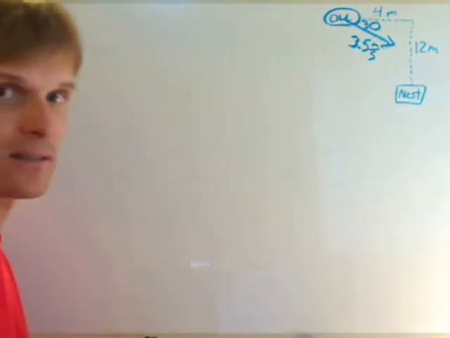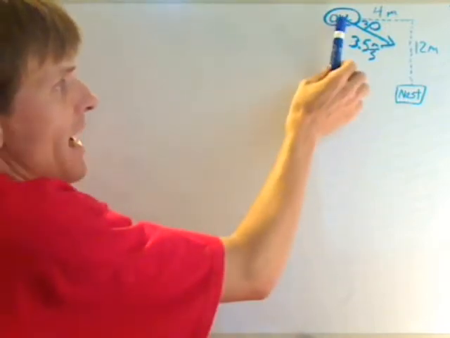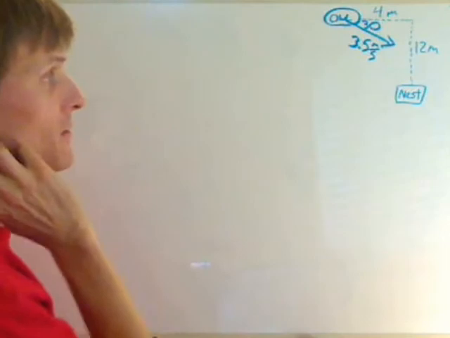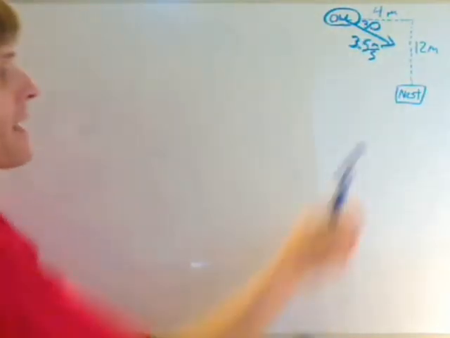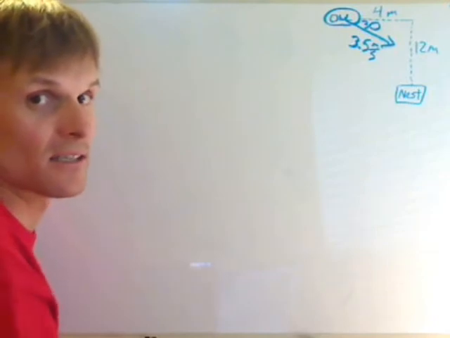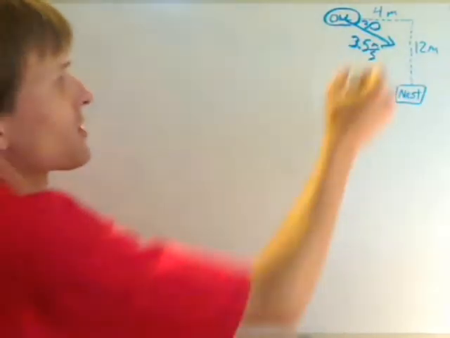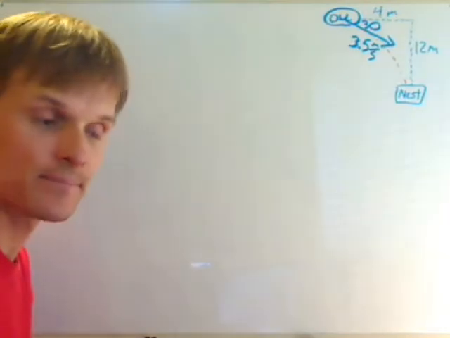At the moment the mouse is released from the talons, the owl is traveling in a downward direction, 30 degrees below horizontal, with a speed of 3.5 meters per second. And the question we're trying to ask is, does the mouse actually land in the nest? So this mouse is going to take some trajectory then. Does it actually make it in the nest or not?